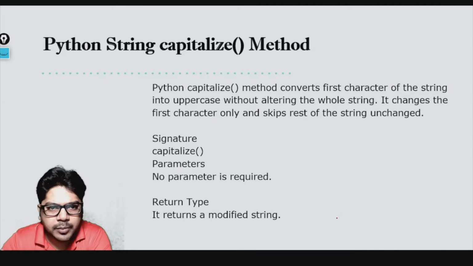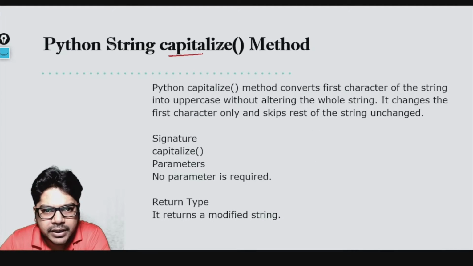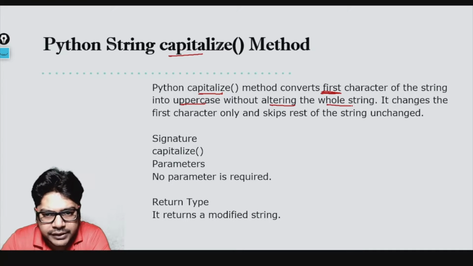Going ahead and talking about the first function in string, which is capitalize. The Python capitalize method converts the first character of the string into uppercase without altering the whole of the string. So only the first character is going to get converted into uppercase with the help of the capitalize method. It changes the first character only and leaves the rest of the string unchanged. How do you use that? The method is capitalize. No parameter is required, and it returns a modified string.